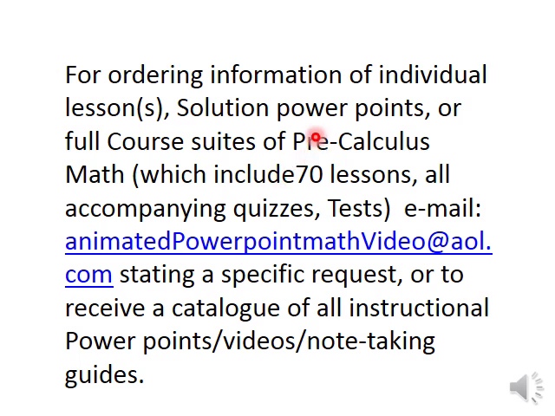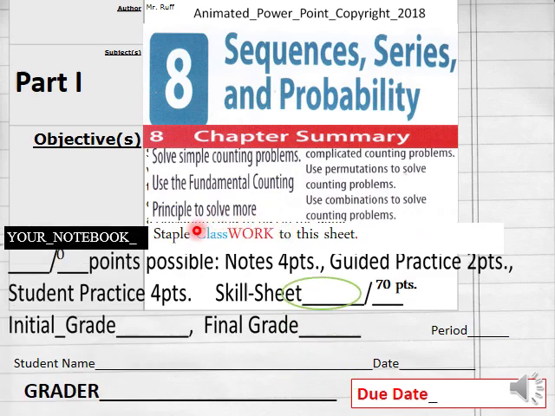Hello everybody, we're getting ready to do lesson chapter 8, review and summary for pre-calculus math today, part 1. For today's lesson, you've got 0 points in your notebook and 70 points in your class worksheet. Name, date, period in my classroom. Due date for homeschoolers and onliners.